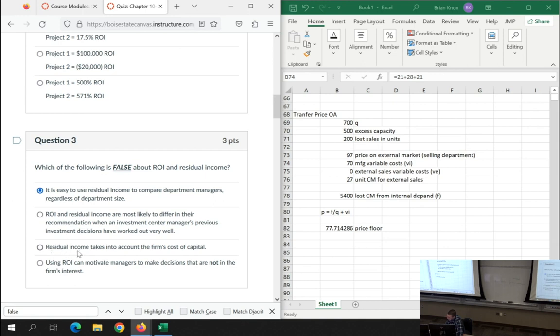C here, residual income takes into account the firm's cost of capital. Also true. It's right there. D, using ROI can motivate managers to make decisions that are not in the firm's interest. Yeah, it can, because of the big donut hole. I don't want to reduce my personal ROI with that project that the firm would consider profitable, but me personally, it increases my risk of not making bonus. All right, so there is the false one of those four.